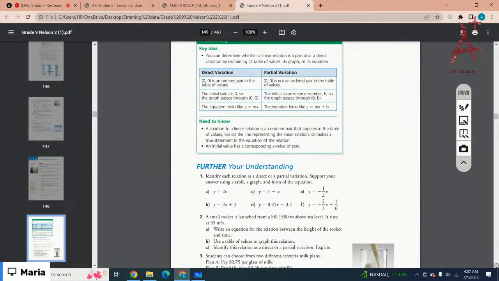Let's start with question number 1, that is identify each relation as a direct or partial variation. Support your answer using a table, a graph or a form of equation. So, let's just start with question number 1. Question number 1, A is y equals 2x.